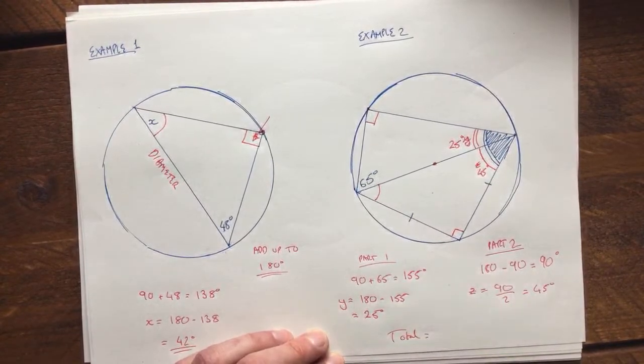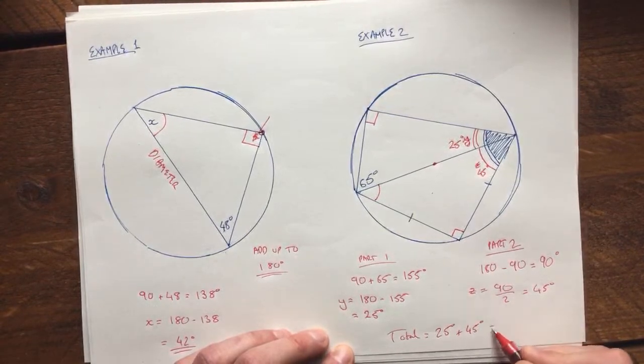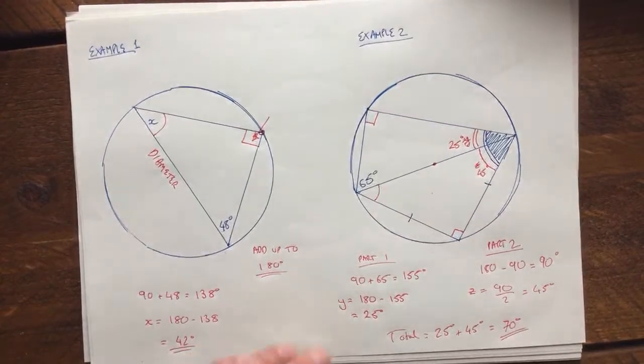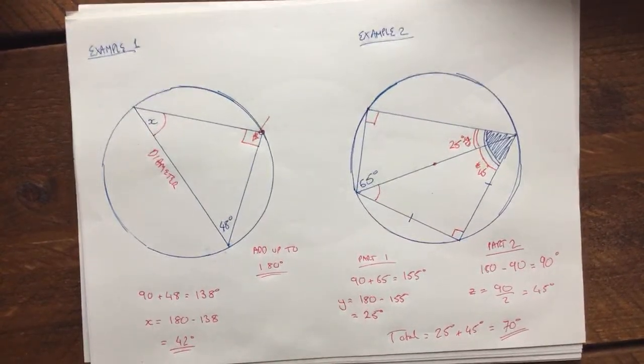Which means what we're asked for, the total angle, is going to be 25 degrees add 45 degrees. 25 add 45 is 70 degrees. So that shaded angle there is 70 degrees.